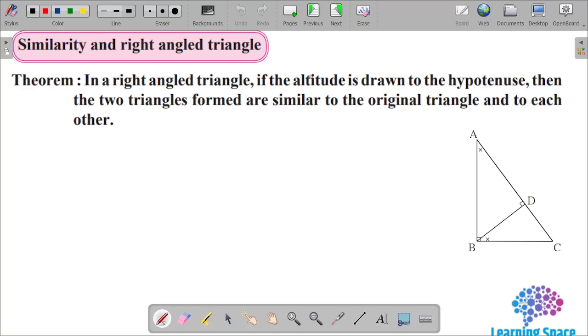Now, similarity and right angle triangle. So if we draw an altitude on the hypotenuse in a right angle triangle, we can say the two triangles that we have are similar to each other, and at the same time they are similar to the biggest triangle.